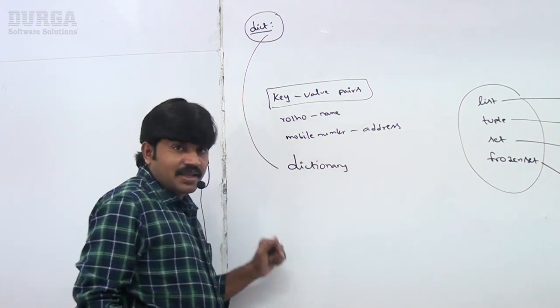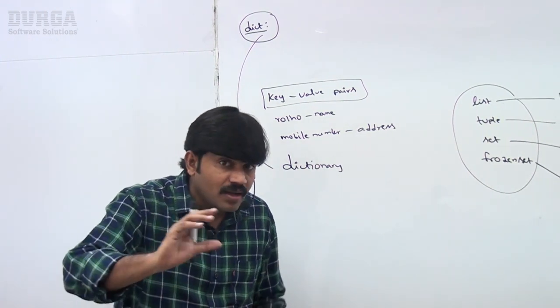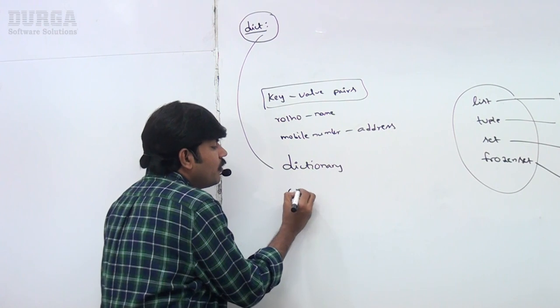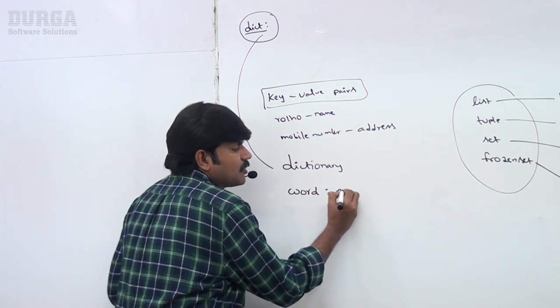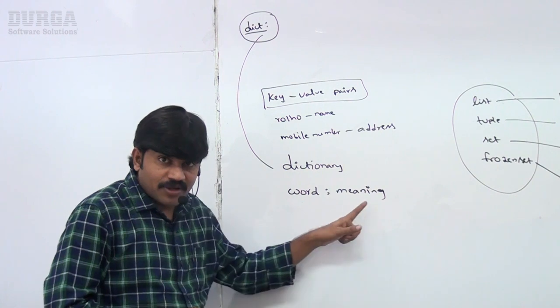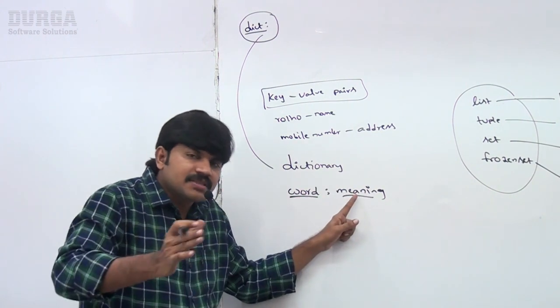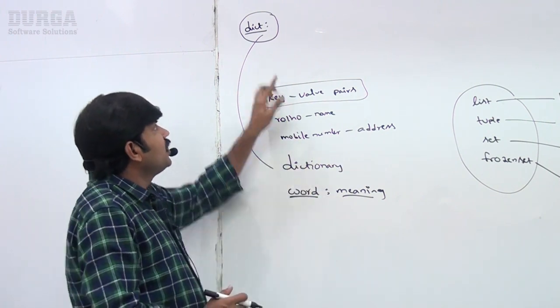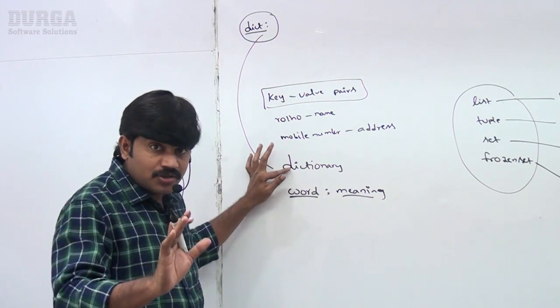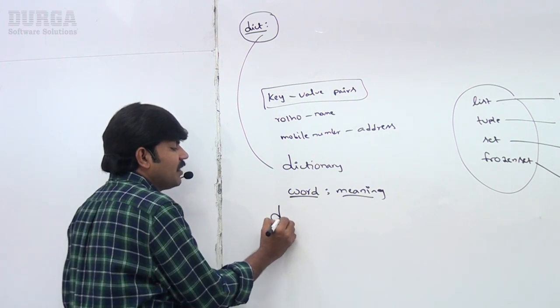In our Oxford dictionary, if you go for an English dictionary, how will things be there? Sir, word and the corresponding meaning. Are you getting? Word and the corresponding meaning, right? So key and value, the same thing is applicable even in our Python dictionary also. Sir, how can you represent it? What is the syntax for that?